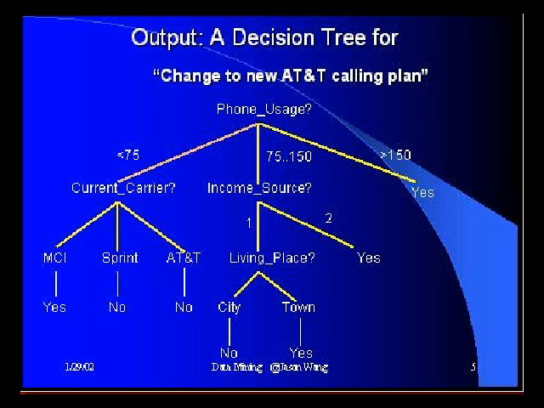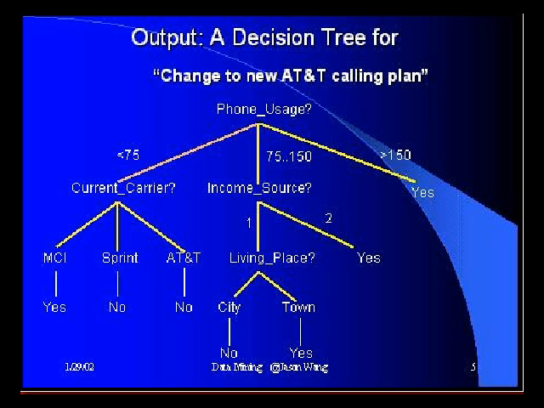If the phone usage is between 75 and 150, and suppose the income source for that family is 1, and that family lives in town, then that family will change to the new AT&T calling plan. If the phone usage is between 75 and 150, and the income source is 2, there are 2 persons making money in that family, then yes, that family will change to the new AT&T calling plan.